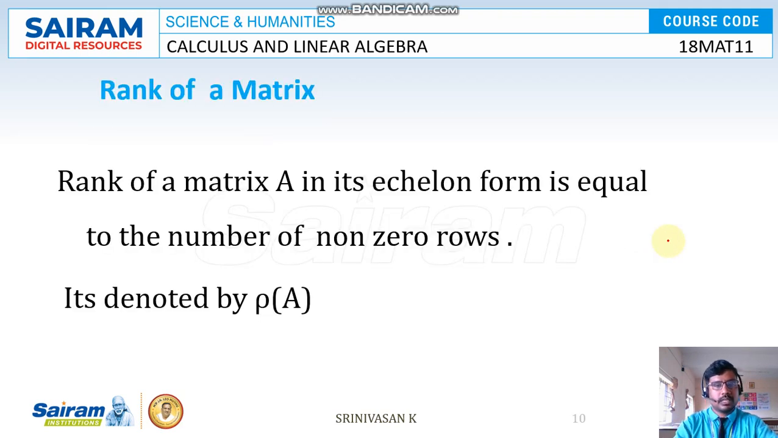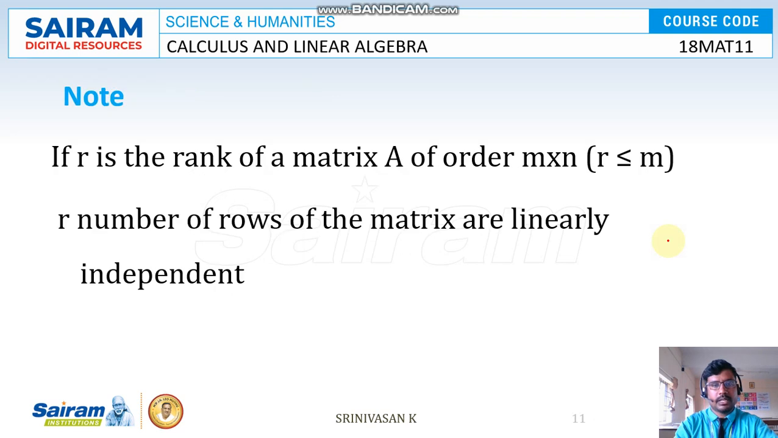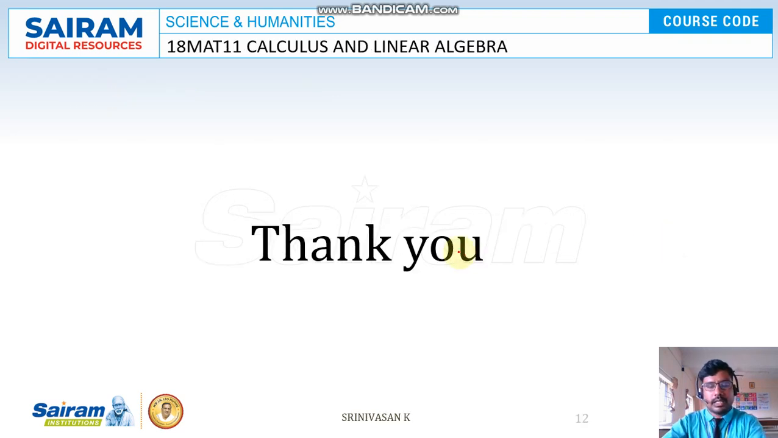Okay, so this is the rank of a matrix. What is meant by the rank of a matrix? The rank of a matrix is the number of non-zero rows. So the number of non-zero rows is called the rank of the matrix.